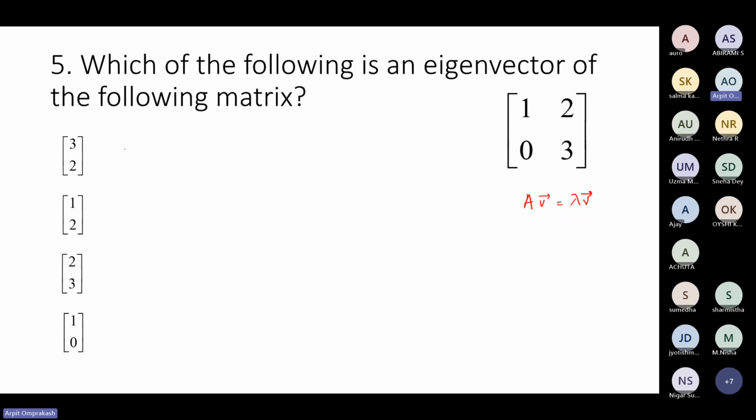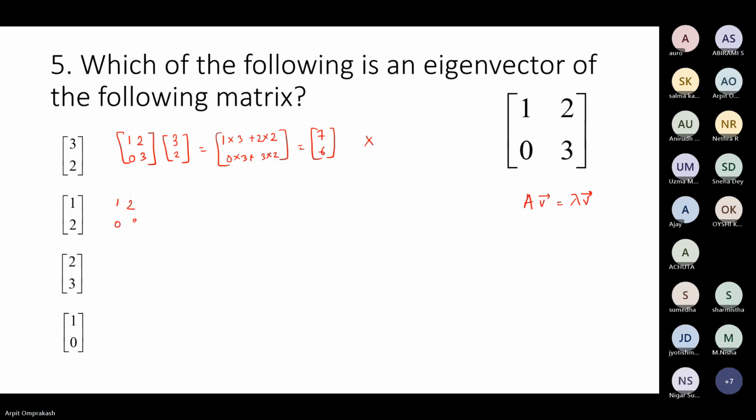What we'll basically do here is we'll carry out all these multiplications. So we'll first multiply it with 3, 2. First row into this column, which is 1 into 3 plus 2 into 2, 0 into 3 plus 3 into 2, 7, 6. Note that 7, 6 is not a scalar multiplication of 3, 2. So basically, we can't get 7, 6 by multiplying a scalar with this. Therefore, this is not an eigenvector.